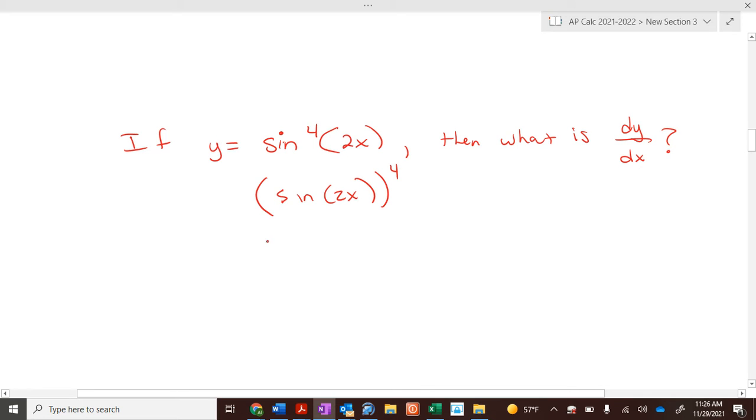4 sine of 2x cubed, times the first derivative of the inside: cosine of 2x. It's still 2x? Yep. Times the first derivative of the inside, times 2.